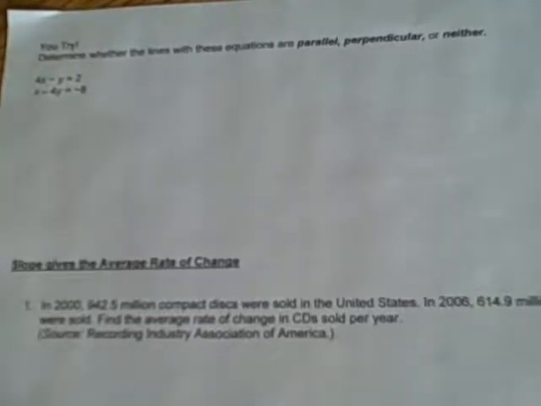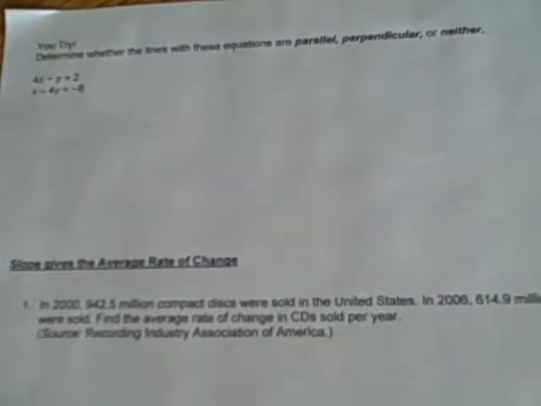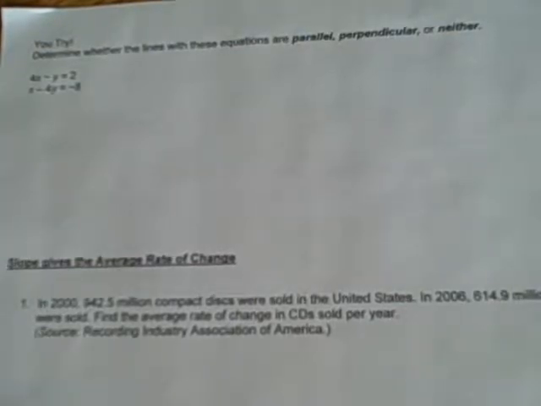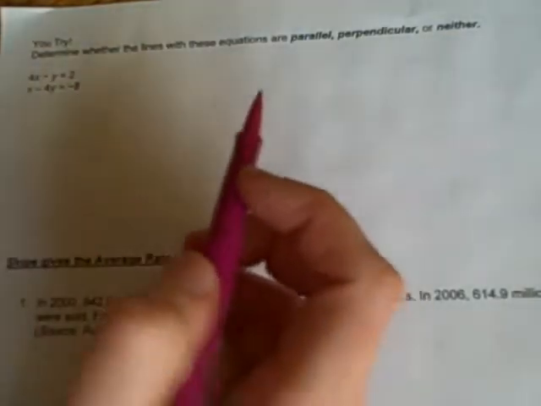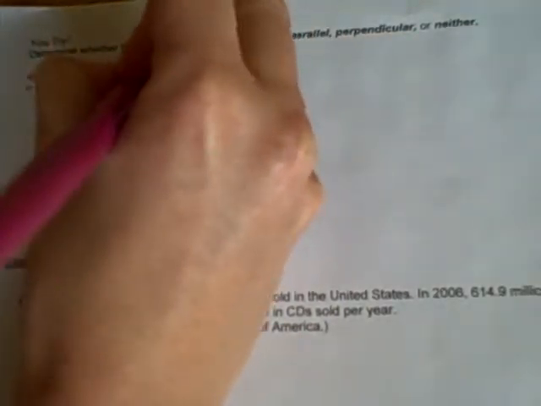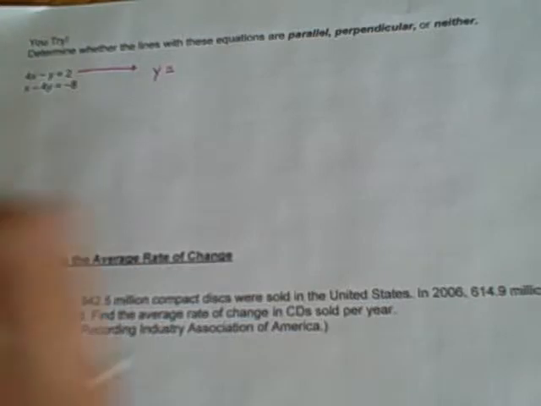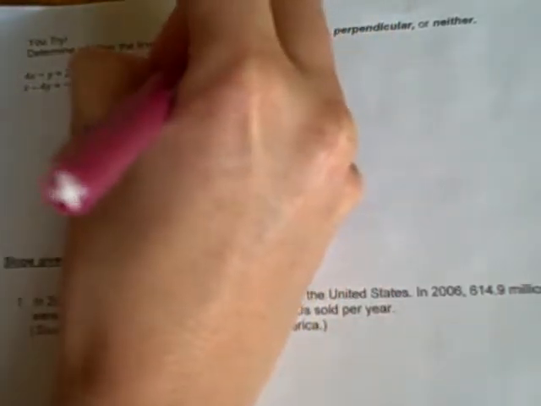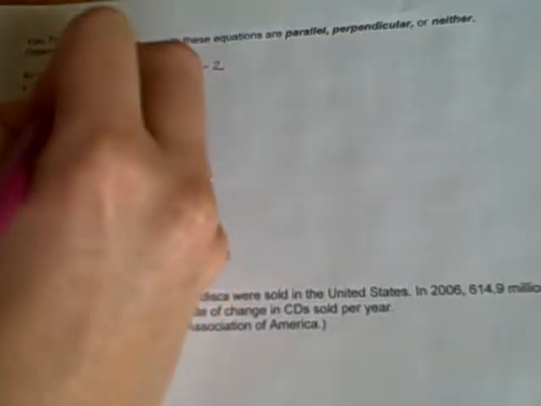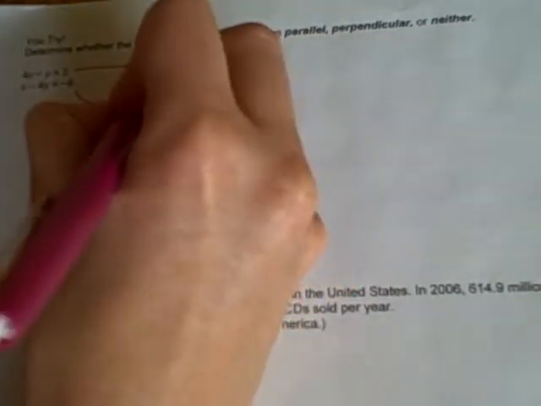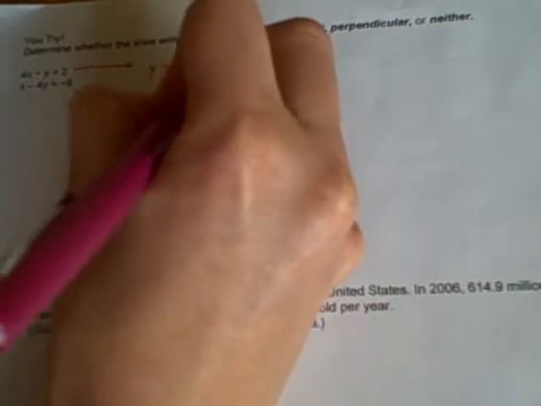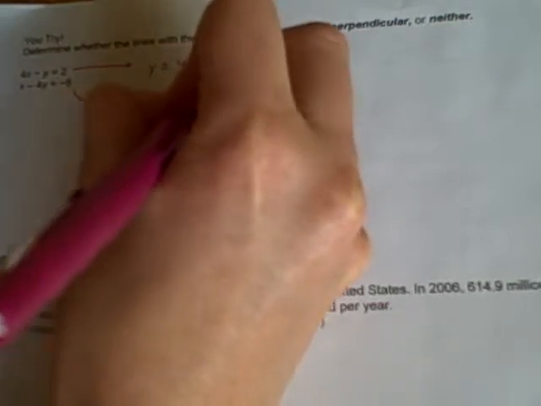All right, our last video for this section. As promised, the solution for the UCHI for the parallel and perpendicular lines is when you took this first equation and wrote it into slope-intercept form, you should have ended up with y equals 4x minus 2. And when you put the second equation into slope-intercept form, you should have ended up with y equals 1/4 x plus 2.